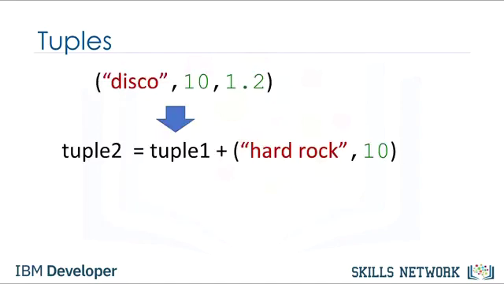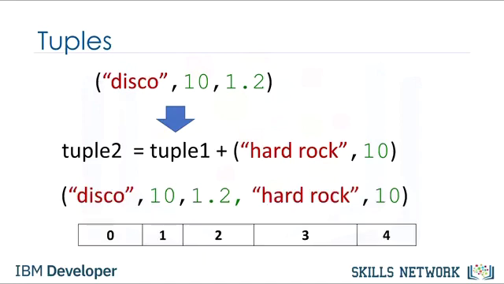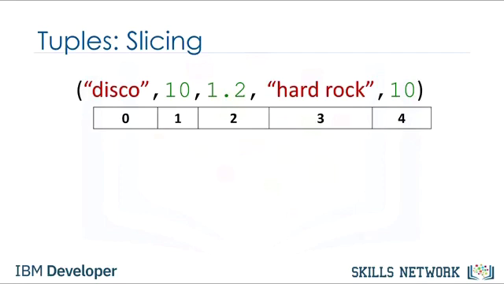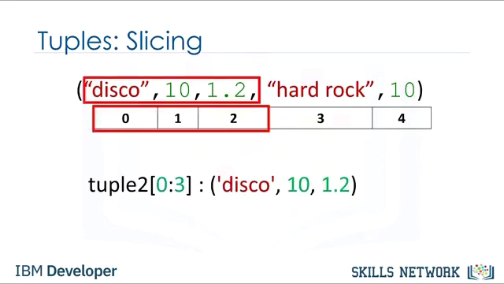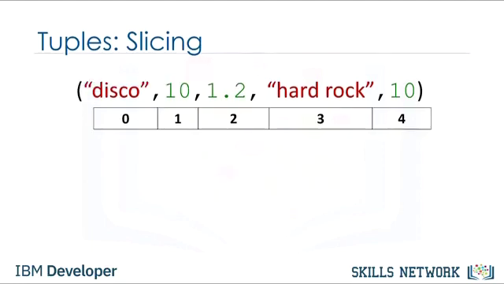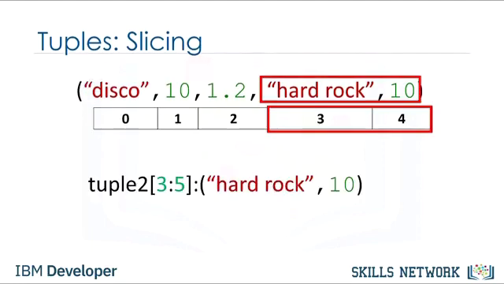We can concatenate or combine tuples by adding them. The result is the following, with the following index. If we would like multiple elements from a tuple, we can also slice tuples. For example, if we want the first 3 elements, we use the following command. The last index is 1 larger than the index you want. Similarly, if we want the last 2 elements, we use the following command.